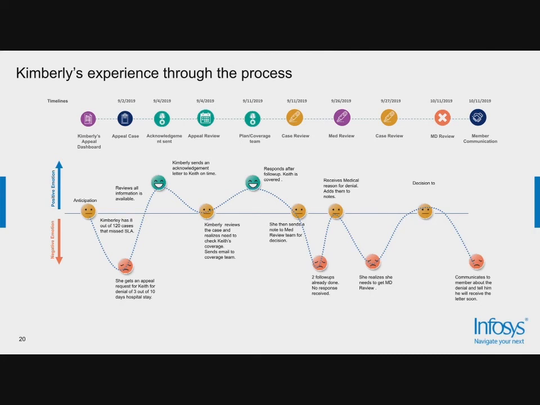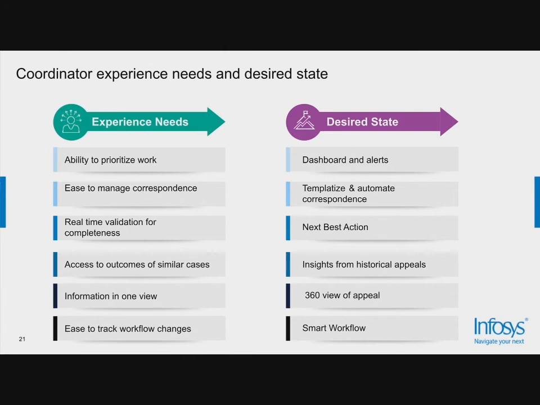So, summarizing, what Kimberly would be requesting, or what her experience needs are. She needs to have the ability to prioritize work. There should be no slipped SLAs. So, an intelligent, smart dashboard with alert features that can help her manage her work better. She's looking for ease to manage acknowledgements and correspondences, which is automated letter template selection with pre-populated text that she can just send out, on click.